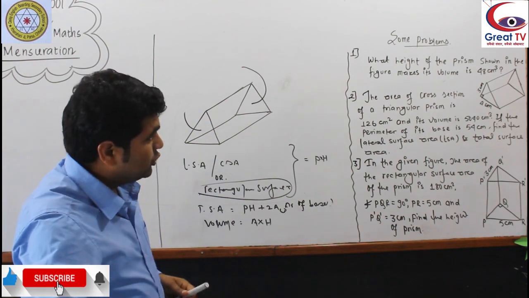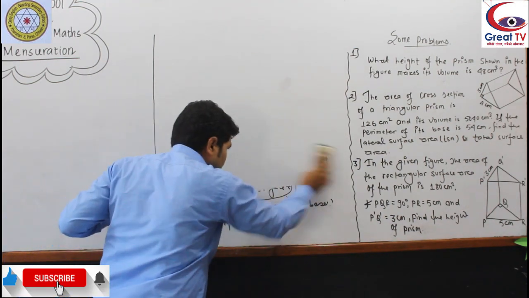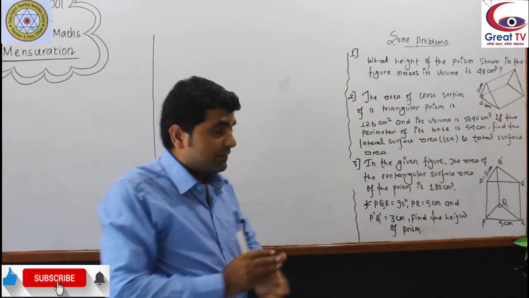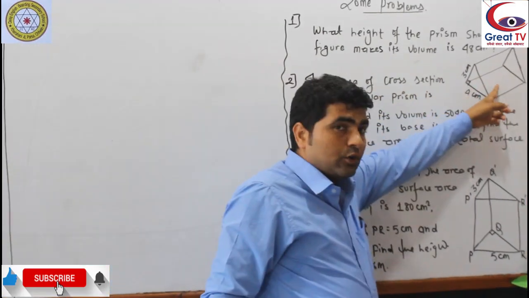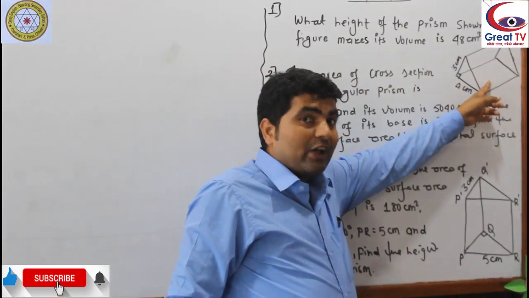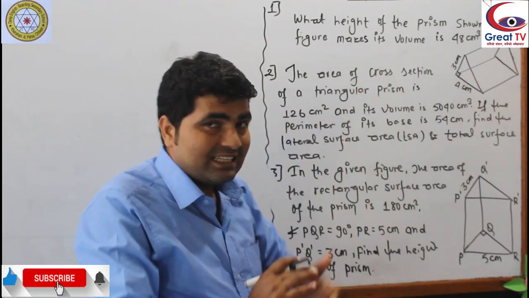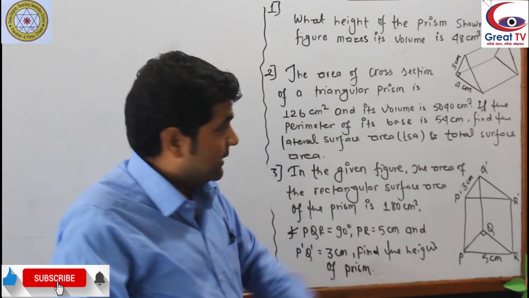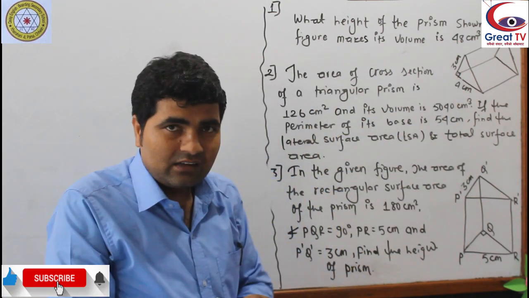Now I am going to do the numerical question number one. Now let's start. What is the height of the prism shown in the figure? This is the first question. In this figure, what type of prism is it? This one is a triangular base prism, because its base is triangle shaped. What type of triangle is it? This triangle is a right angle triangle. Here, this angle is 90 degrees.